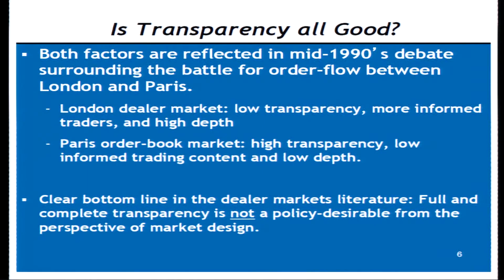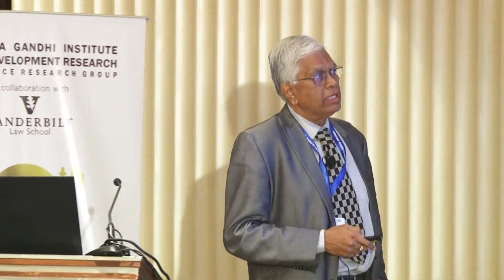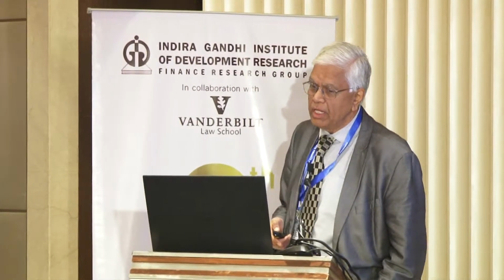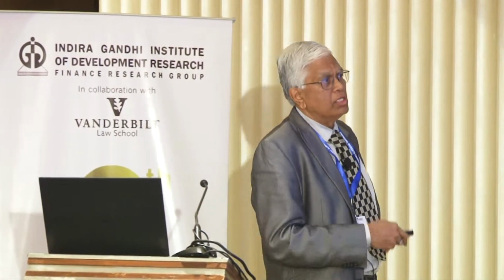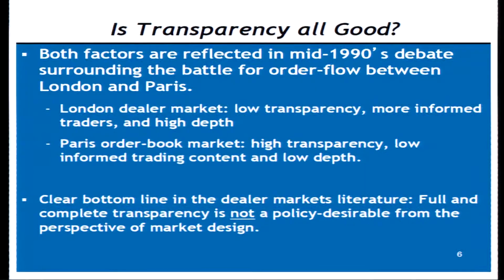And this was recognized way back in the 90s when there was a lot of discourse over the battle for order flow between London and Paris. The London dealer market had very low transparency, but had many more informed traders and much, much greater depth. The Paris order book market had high transparency, low informed trading content, and low depth. So from that literature, we know that full and complete transparency is not necessarily policy desirable.